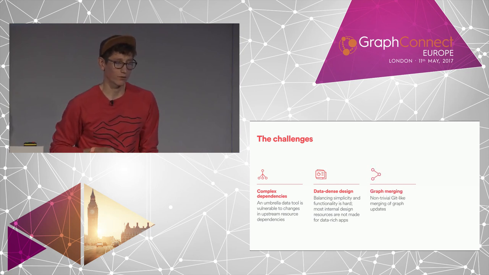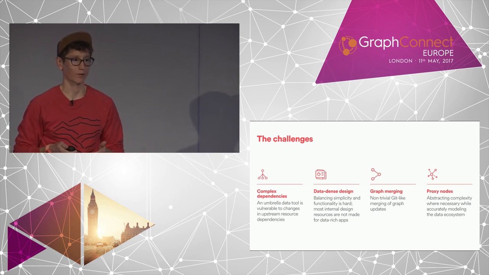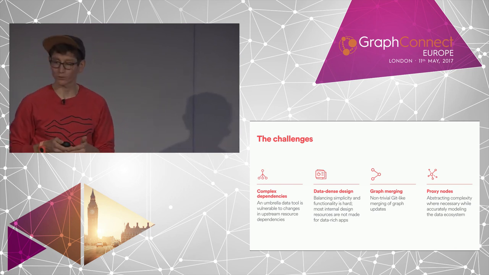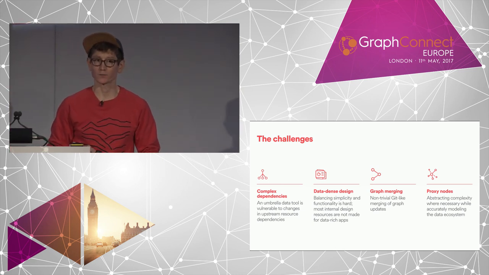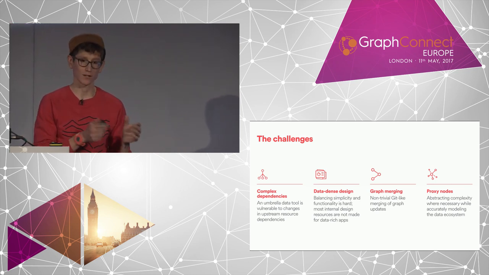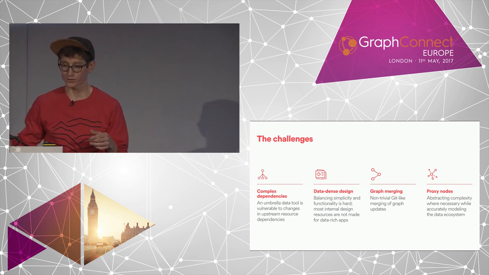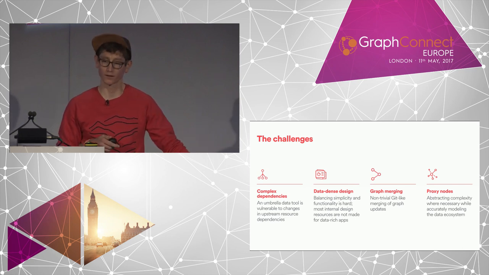John kind of alluded to this. We have a non-trivial Git-like merging of the graph that happens when we scrape everything from Hive and then push that to the production Neo4j instance. And the data ecosystem is quite complex. For less data literate people, this can be confusing. So we've used the idea of proxy nodes in some cases to abstract some of this complexity. An example is, John mentioned that we have lots of data tables which are often replicated across different clusters. Non-technical users could be confused by this, so we accurately model it on the back end and then just expose a simplified proxy node on the front end.